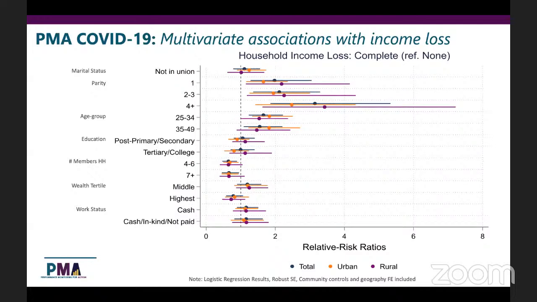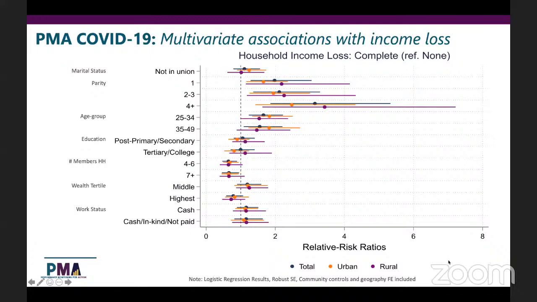So diving into that third question about where these impacts are concentrated and what's protective and what is not. These are the coefficients on the multivariate logit, looking at the individual and household level predictors of complete household income loss, losing everything compared to not losing anything. I'll note aside that we looked at this in multiple ways and changed the reference categories, and the patterns are pretty similar. So I'm just showing this one. These are relative risk ratios.